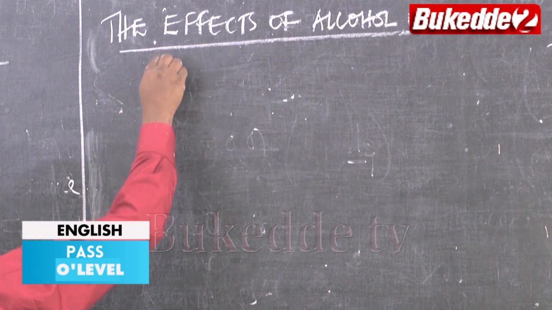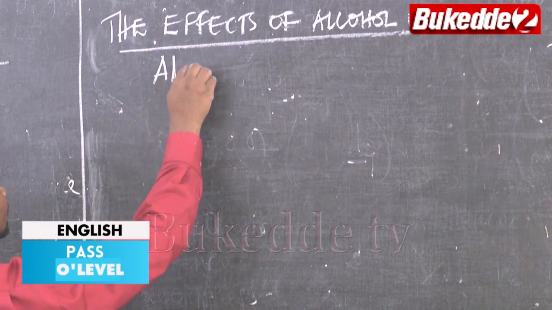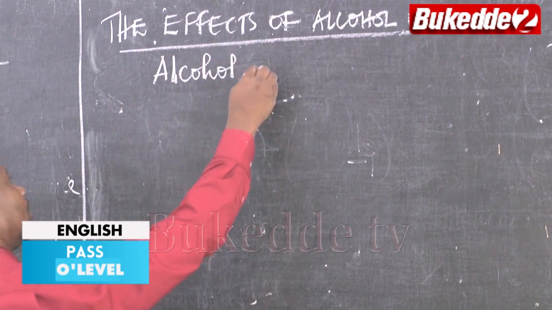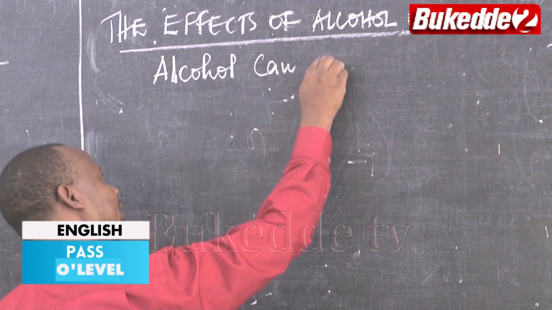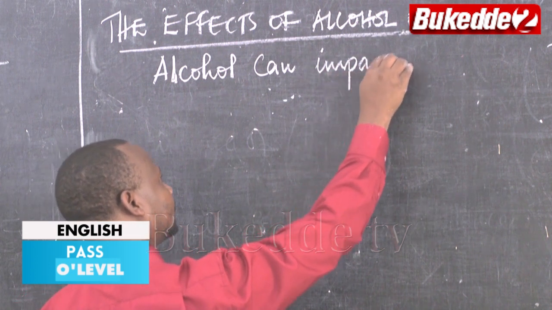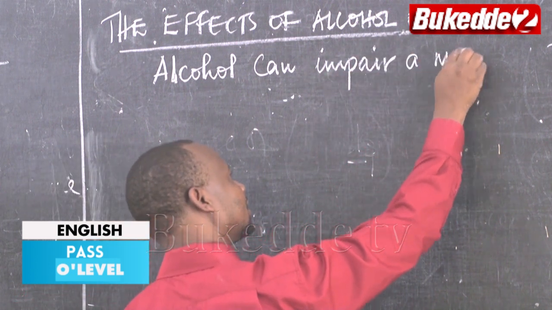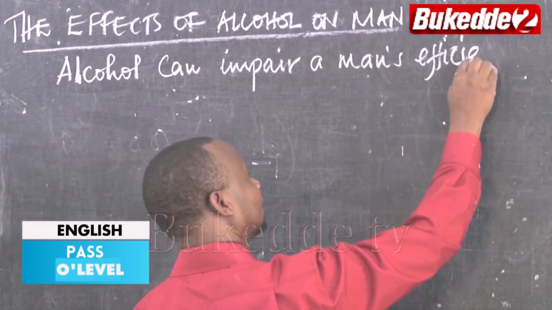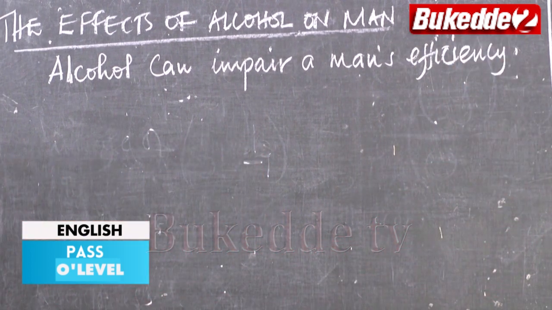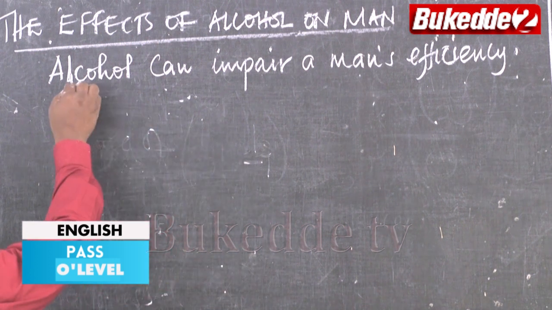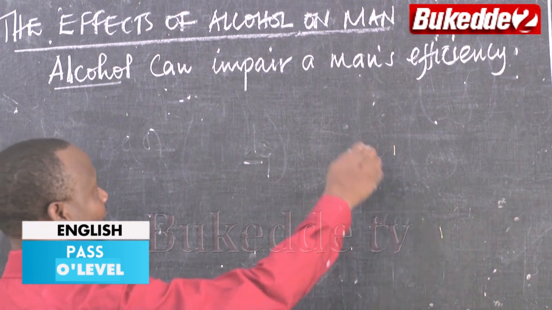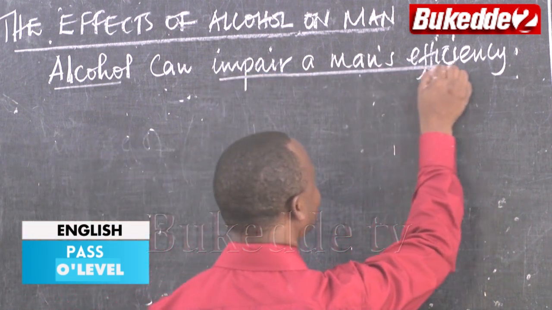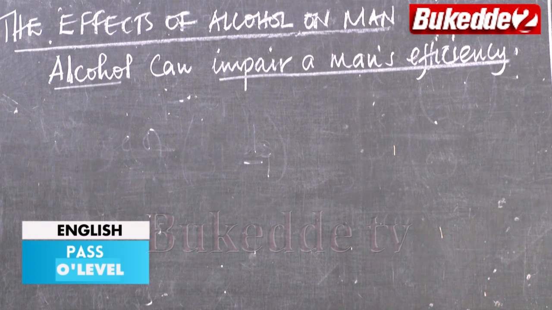So you'll say, alcohol can impair a man's efficiency. A man's what? Efficiency. That's a complete sentence. Alcohol can impair a man's efficiency. You have mentioned the subject is alcohol and the effect, it can impair a man's efficiency. So that is a point mentioned.